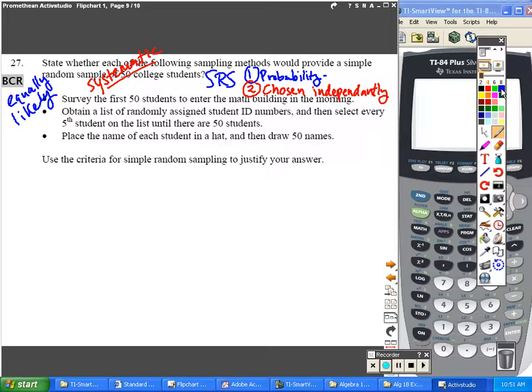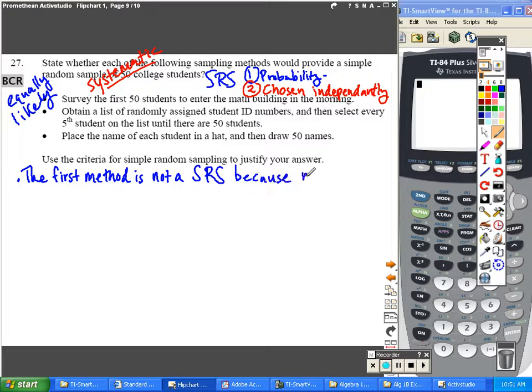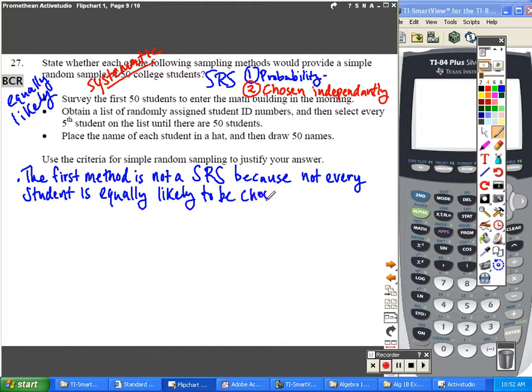Okay, so for our first bullet point, the first method is not a simple random sample because not every student is equally likely to be chosen. Right? So basically that explains that the probability is not the same for each of the students.